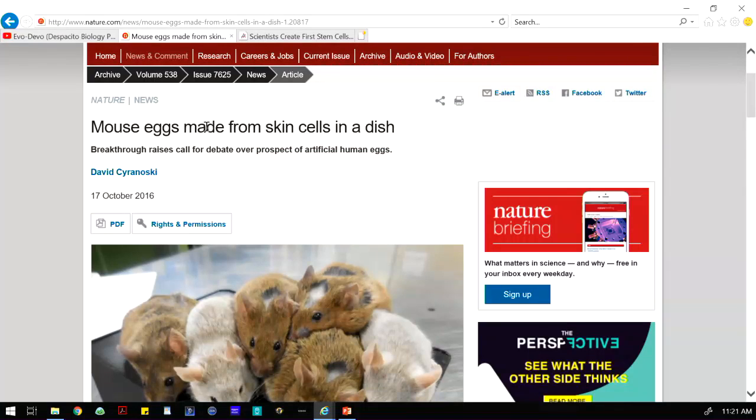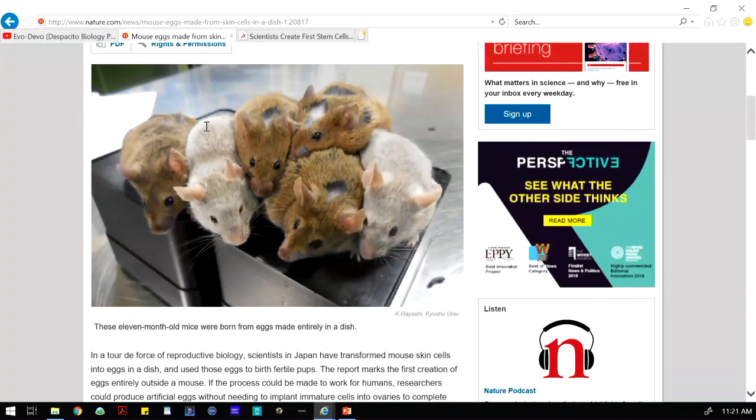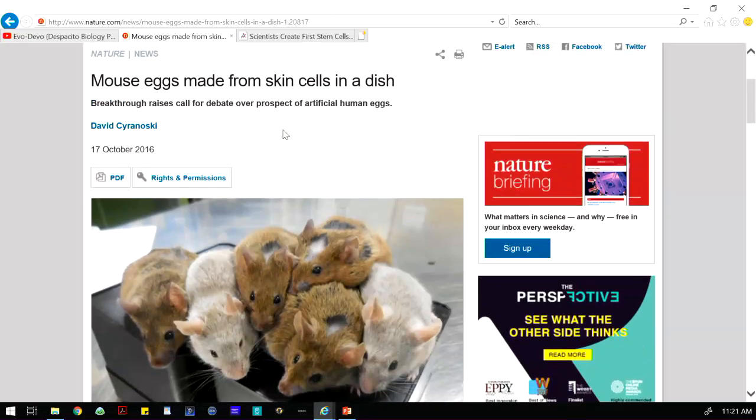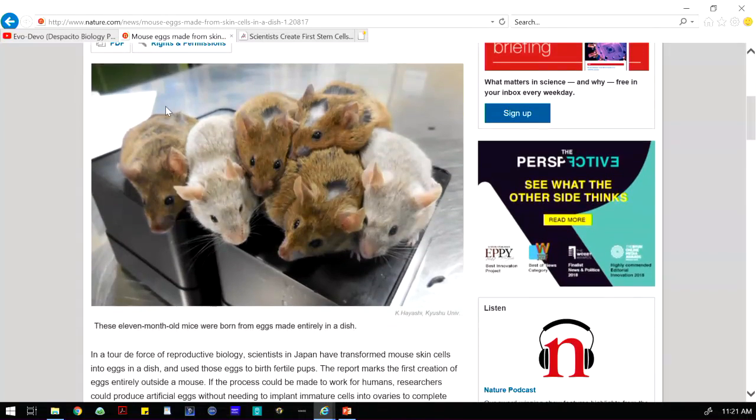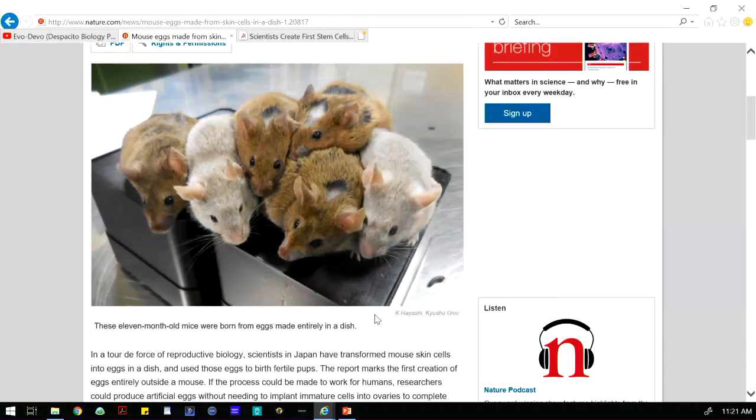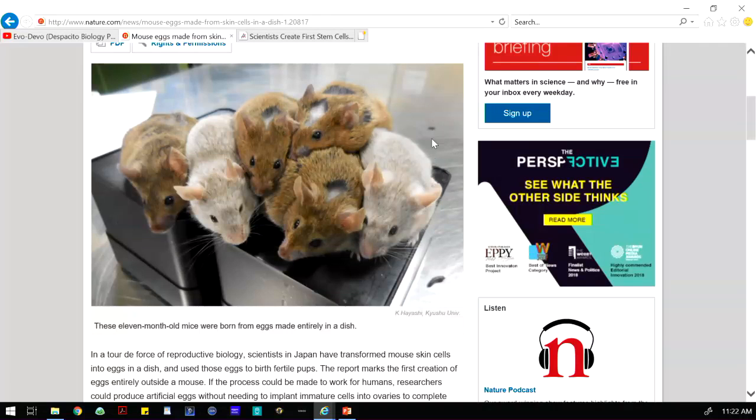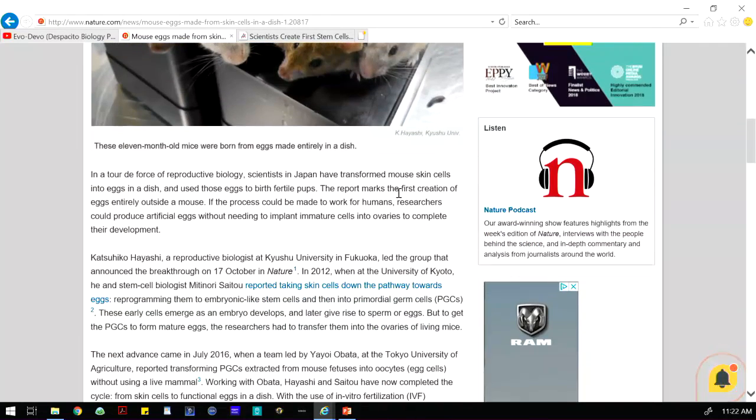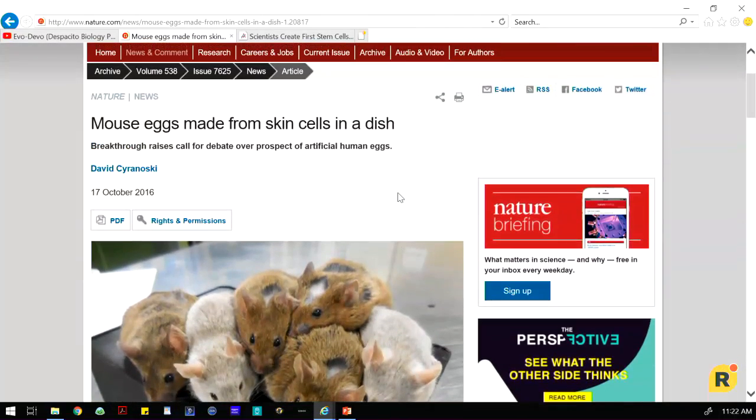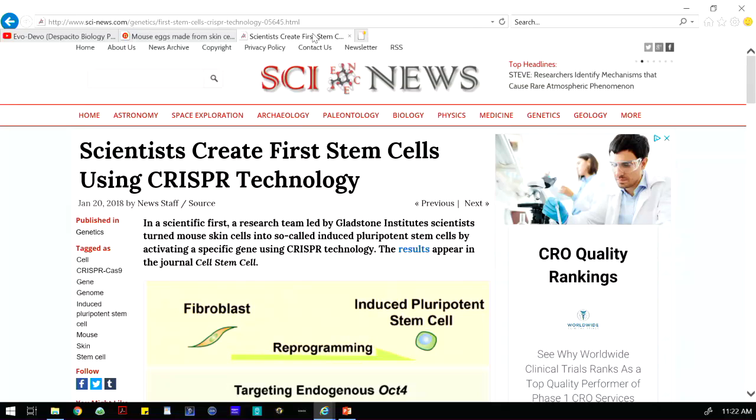I mean, there's differences and it's not that easy, but what was exciting here is that a group basically took skin cells from mice, made them into eggs, so your very core type of a germ cell, and then used those to actually make these 11-month-old mice from eggs that were taken from a dish. So these are mice made from induced stem cells, induced pluripotent stem cells. That's pretty wild, right? And you have the links if you want to go through and read about this. It's really quite remarkable.